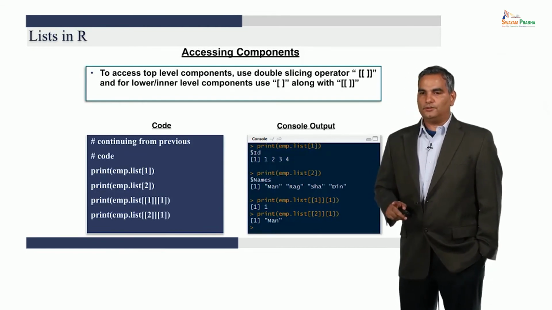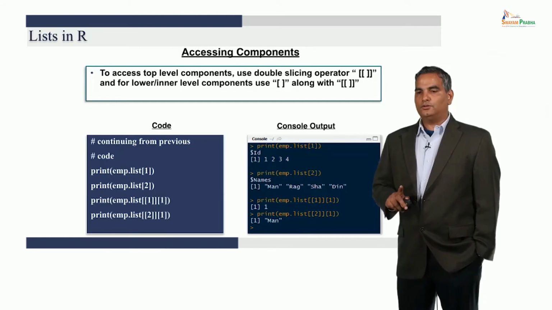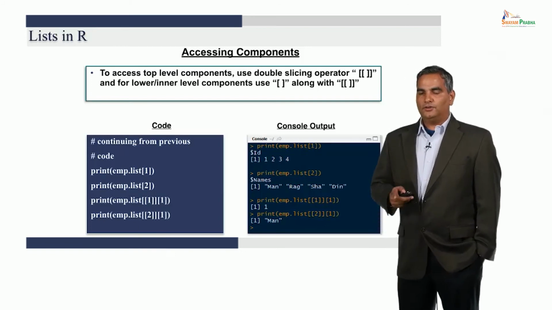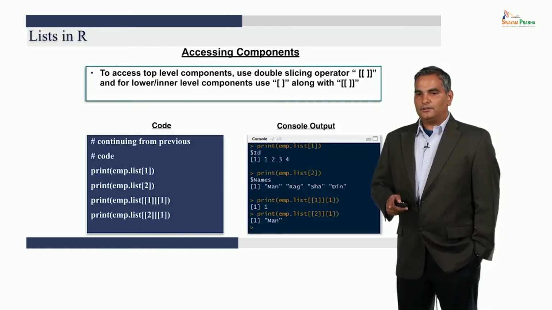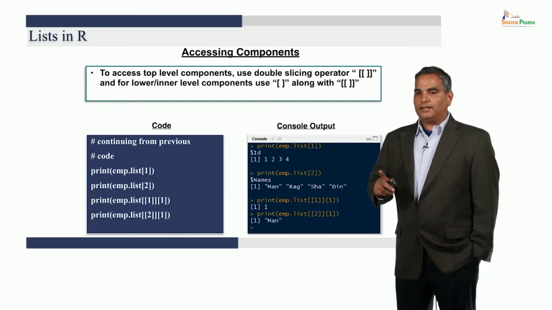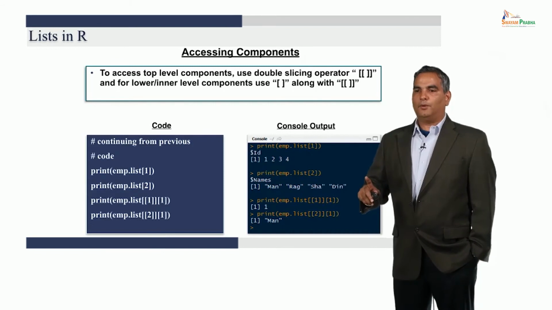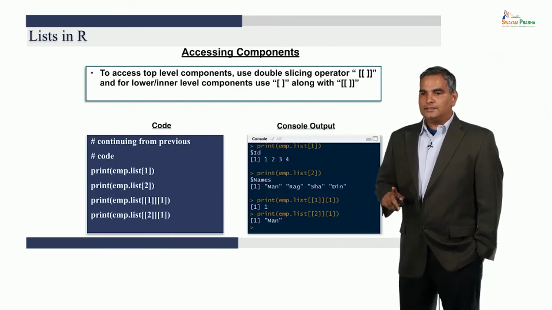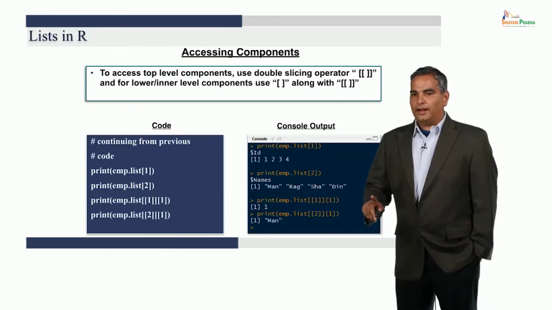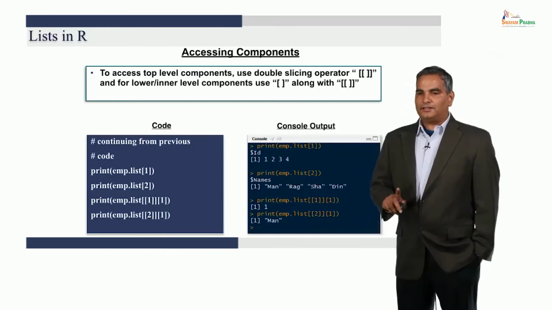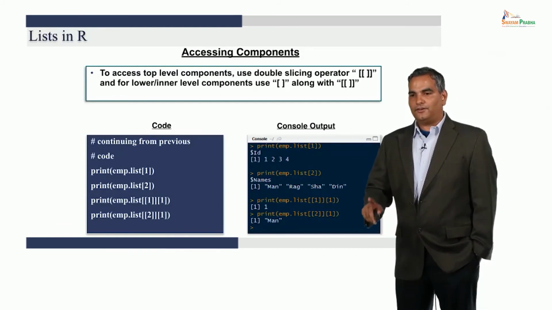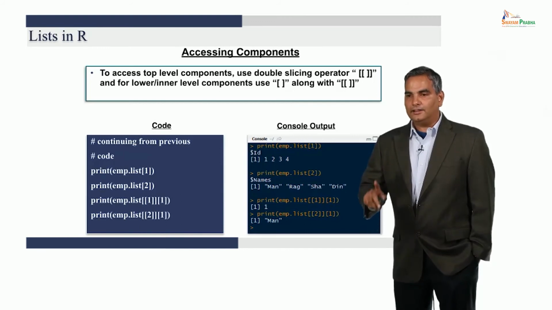in which case you should access the first level using 2 square brackets, and the subsequent level with a single square bracket, which is what you see in this slide. m.list with 2 square brackets 1 would refer to 1, 2, 3, 4, and when you put another square bracket 1, it refers to just the number 1 that we wanted to access. Similarly, when you do m.list 2 and you want to access man, the first level access is the second object in your list, and the second level access is the first entry in that object, which is man.